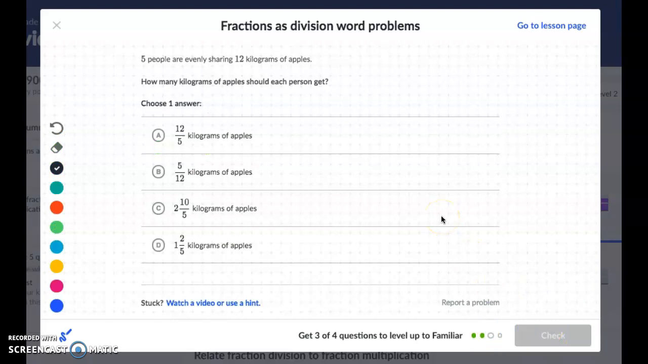Five people are evenly sharing 12 kilograms of apples. So how many kilograms of apples should each person get? One of the important things to think about is what's being split up. In this case, 12 apples are being divided by 5 people, divided into 5 groups. I think most of us know that we have to do division here, but it's which number is going to go on top. The 12 apples are the thing getting split up, so that 12 is going to go on top. So 12 divided by 5, which is letter A.